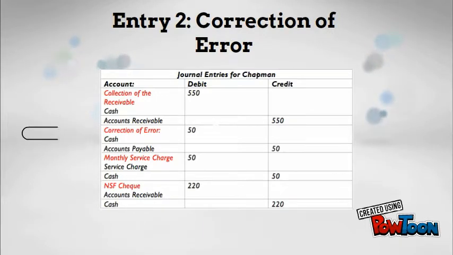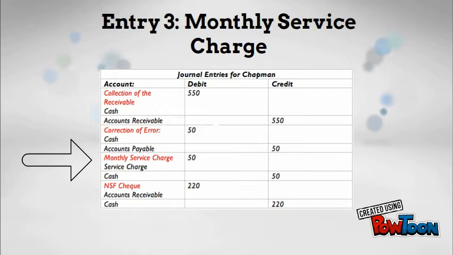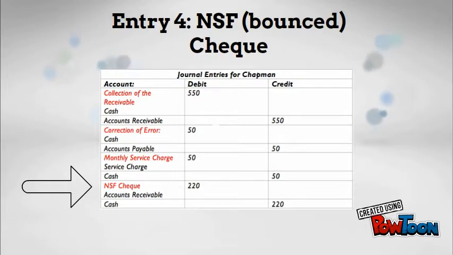Second, when correcting an error, cash is debited and accounts payable is credited. Third, when recording an expense such as a monthly service charge, you debit the expense and credit cash, decreasing both assets and equity. Fourth, when a check is returned for non-sufficient funds, you debit accounts receivable and credit cash to reinstate the customer's receivable.